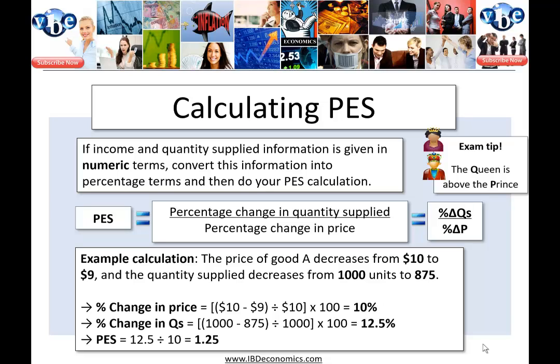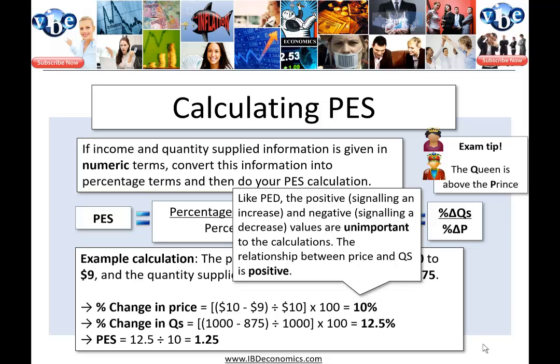And then we follow a change in quantity supplied. The quantity supplied used to be 1,000 units. It changed to 875 with the decrease in price. And the original there was 1,000. So original minus new divided by the original. Multiply by 100 and we get 12.5. Price elasticity of supply, 12.5 divided by 10. Our PES coefficient, 1.25.